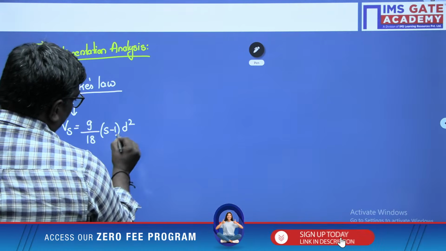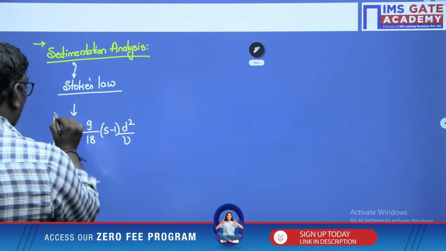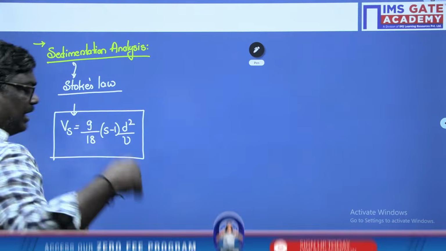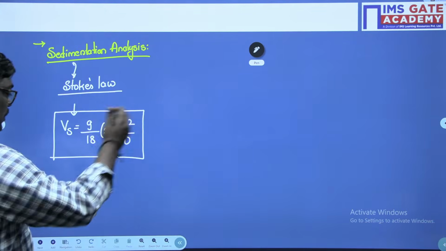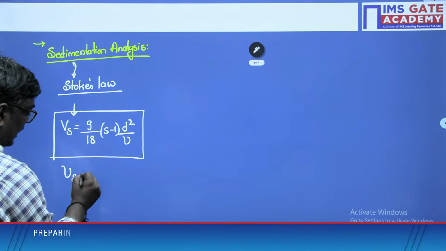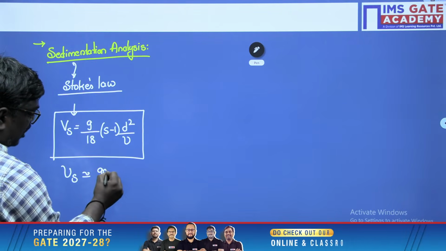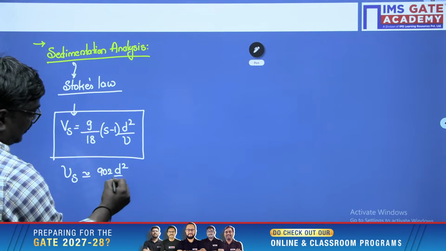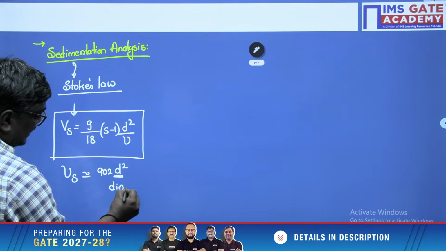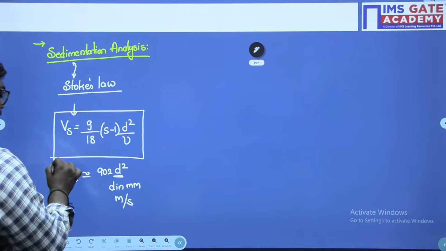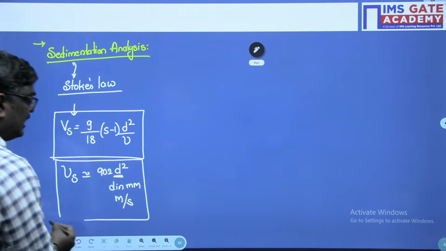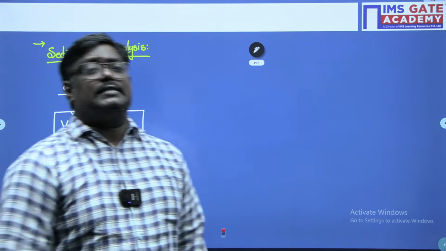If you are preparing for state level exams or for Coal India and all, this session is all for you. Now here, this settling velocity can be simplified as 902 d square. If you substitute d in mm, you will get the settling velocity in mm per second. Here we have viscosity and specific gravity. What is d? D is nothing but the diameter of the particle size.